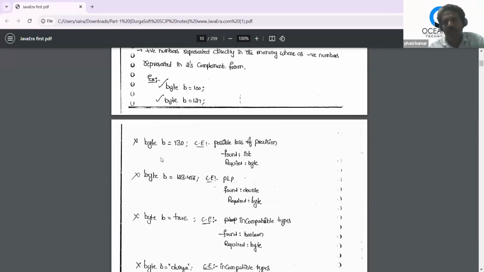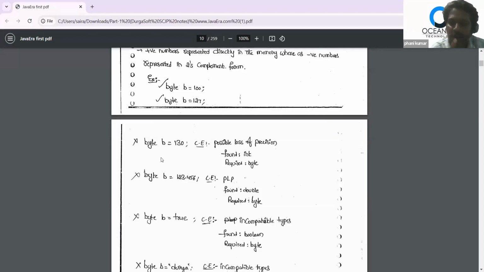Please clearly observe, these are very important. If I am assigning byte b equal to 130, the number 130 is not in our range. What is our range for byte data type? That is minus 128 to plus 127. But I am assigning the value 130. If I am assigning a value which is not in our range, in such a manner, we get a compile time error.